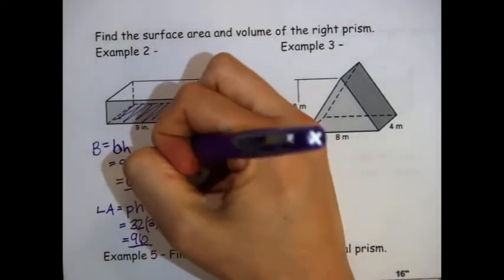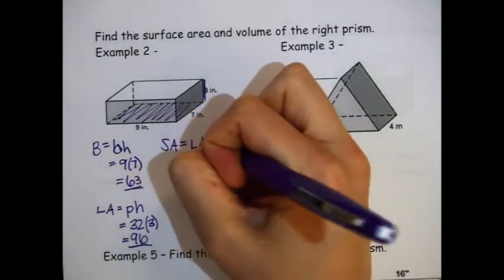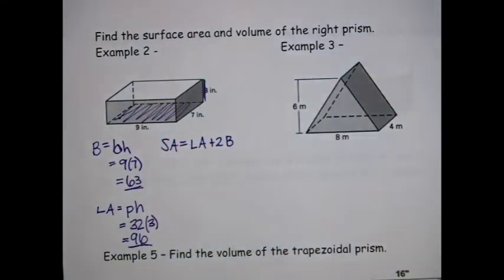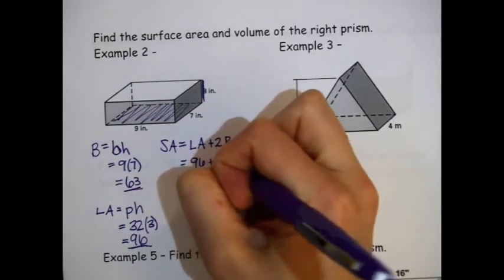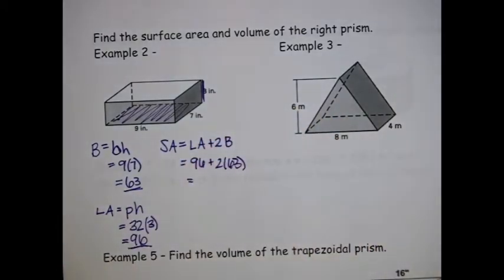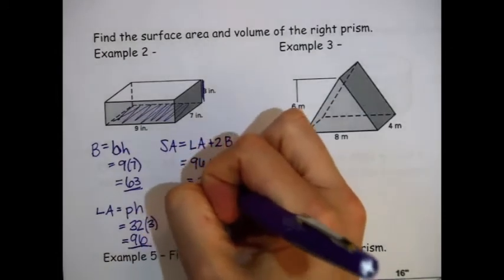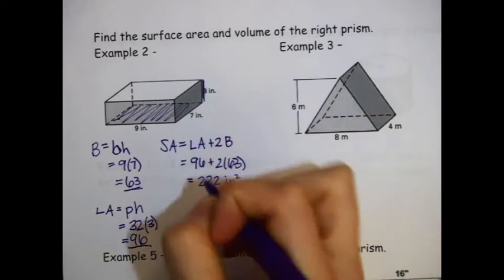So my surface area is my lateral area plus 2 areas of the base. So that would be 96 plus 2 times 63, and that will give me 222. And I need to remember my units, inches squared.